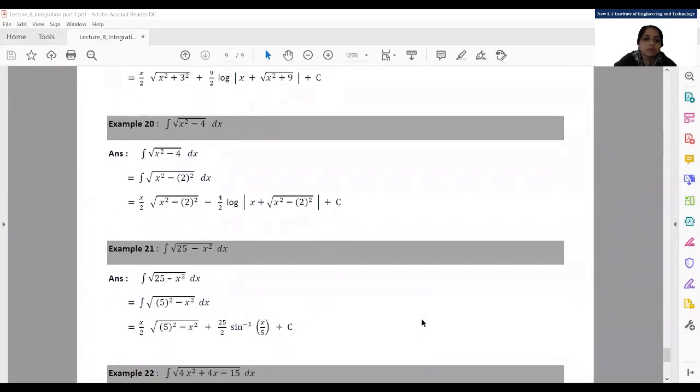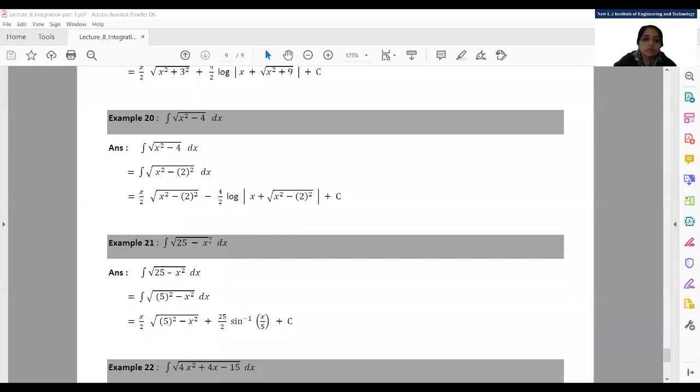Now this one is square root of 25 minus x square. See, example number 20 and example number 21 are both different cases. In example number 20, the variable x is the first term and the constant is the last. And in 21, the constant is first and the variable is last. So here, 5 square minus x square. So for integration of under root a square minus x square, the formula is x by 2 under root a square minus x square plus a square by 2 sine inverse x by a.